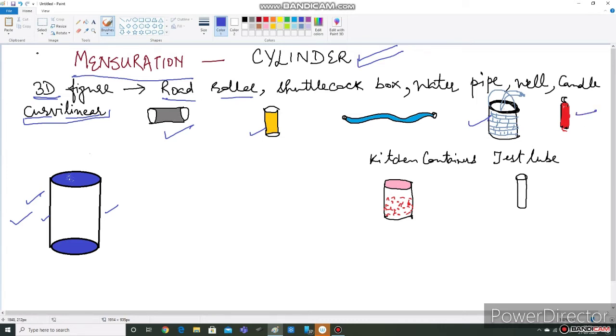Then candle, everybody sees candle at home, right? So candle, not the wick part, okay, not this part, but at least the body part is cylindrical in shape, right? Then your test tube, which you see in your laboratories for the practicals of chemistry when you go. So test tube, right?